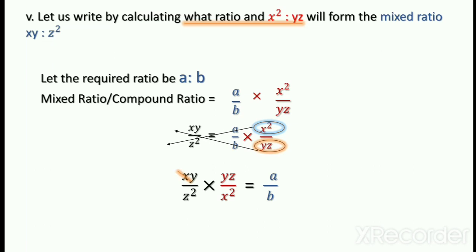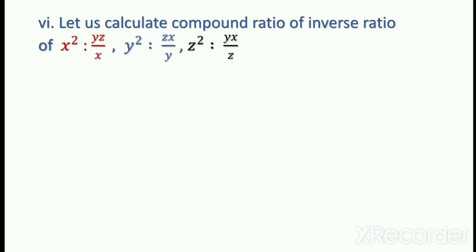Then you could cancel the terms. X square, the square and the x can get cancelled, and the square and the z can get cancelled. Now what is remaining in the numerator? You see y into y square, and in the denominator we have z into x. So that would be our answer.